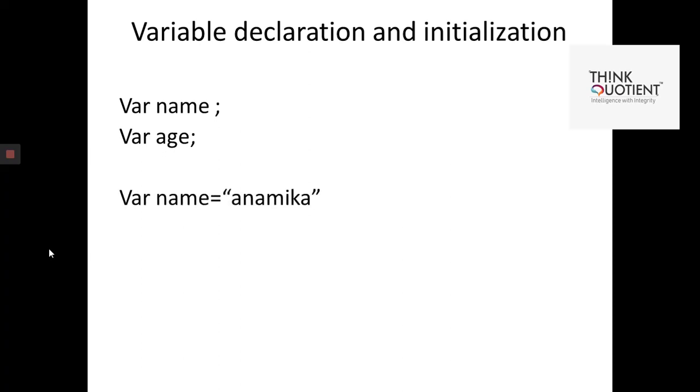So let's see how to initialize a variable. Very first we write var name is equal to, suppose I take Anamika. Suppose I want to declare age as well, so I say var age is equal to 45, and I'm initializing the value as well, that is 45. So I have declared the variable and at the same time initialized it. This part is the declaration of the variable, and this part is the initialization of the variable.